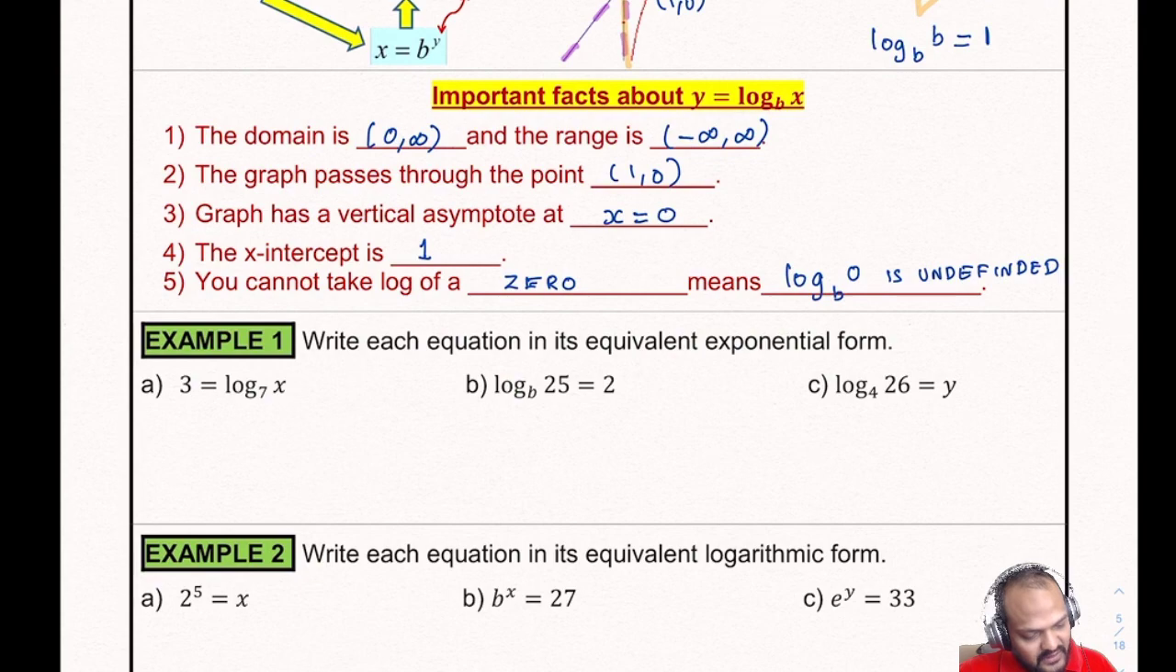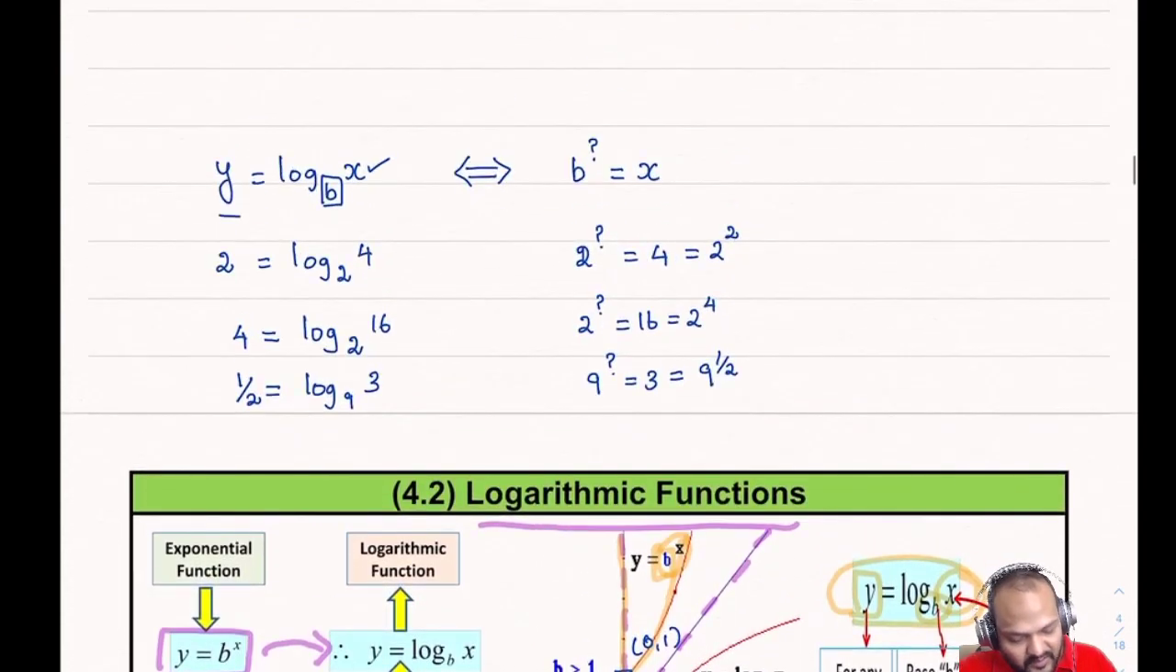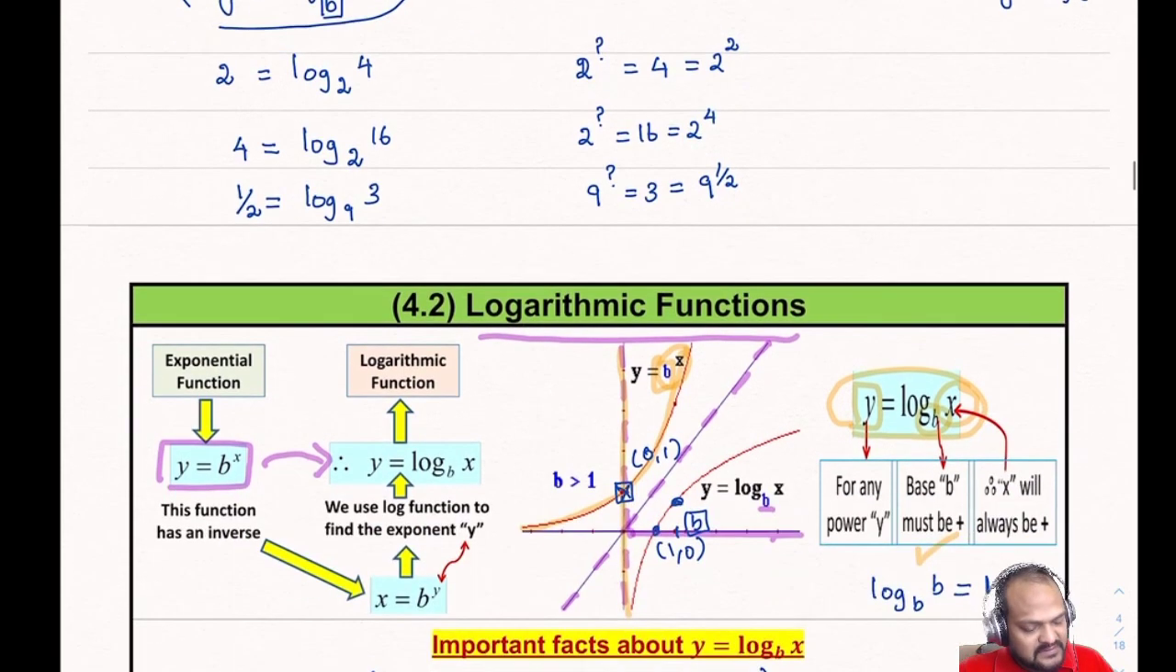So again, if you recollect, the form is the following: y equals log base b of x is the same as saying, b, what is the power of b? That's going to be x. In other words, this is the same as saying b to the y is equal to x, right? So b to the y is equal to x is the same as saying y is equal to log x base b. Let's take a look at that.